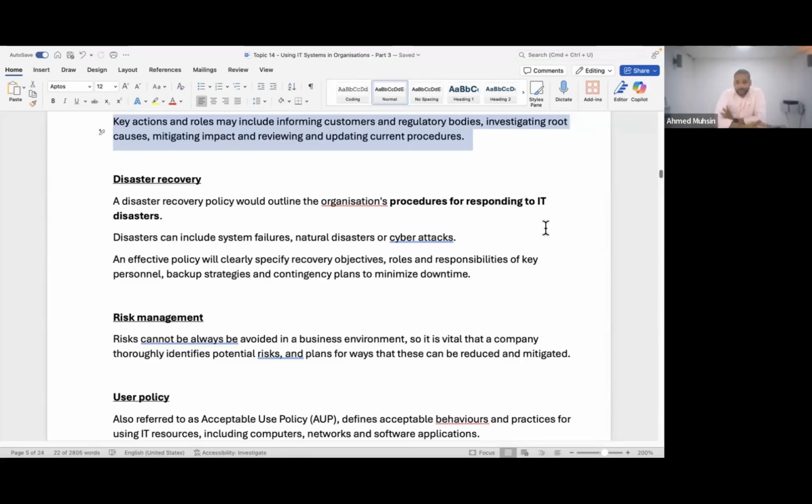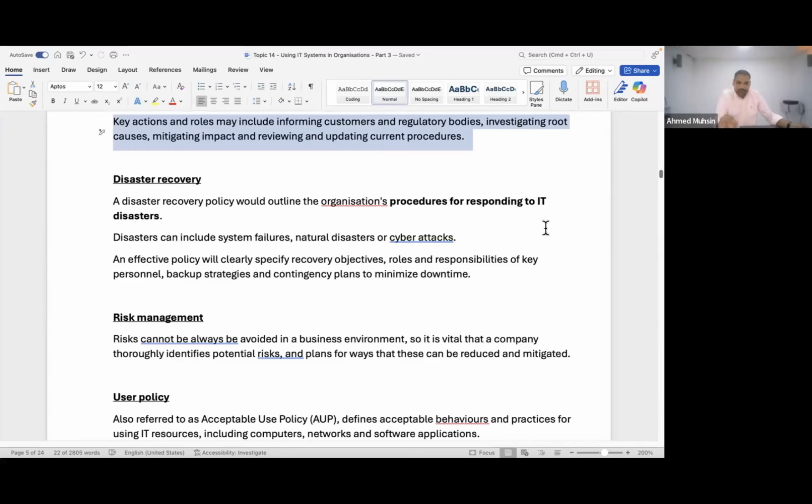IT disasters could be like what? The servers that your business is running on, those servers go down. Like, for example, I told you many airlines were running their operations on Microsoft servers. When Microsoft servers went down, it's a disaster for them. Our whole business is affected now. Okay, keep reading it, guys. Disasters can include what? System failures, natural disasters, cyber attacks. These are examples of disasters that can happen to an IT system.